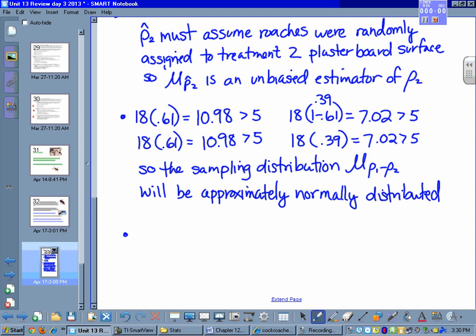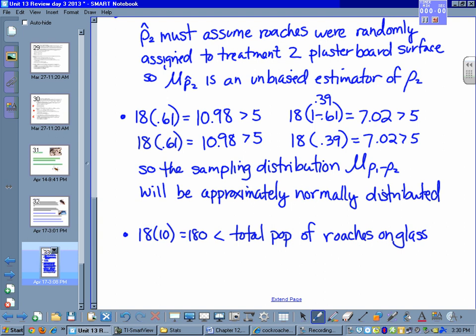All right, my next assumption is to see if I can use my standard error formula. If I take 18 times 10, that gives me 180, and that is definitely less than the total population of roaches that I could place on glass, or just roaches in general. And we would have to technically do it again, and that is also less than the total number of roaches that we could put on plasterboard.